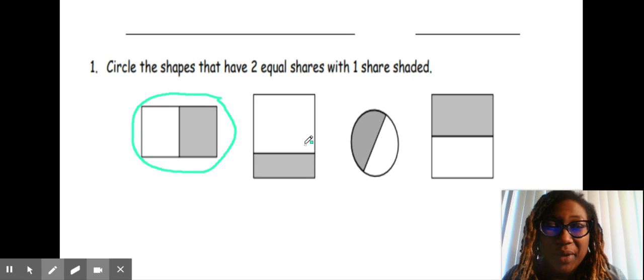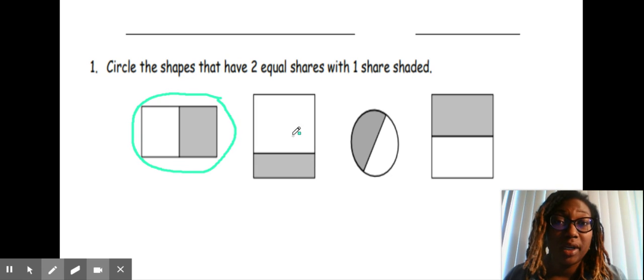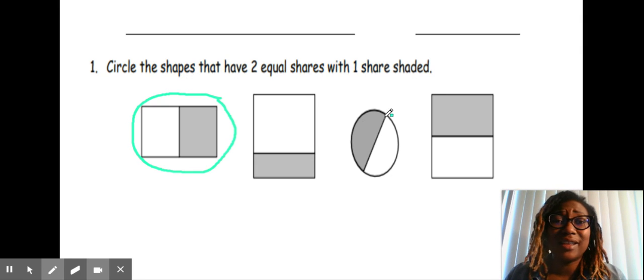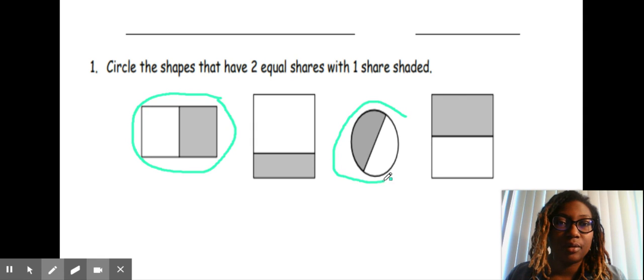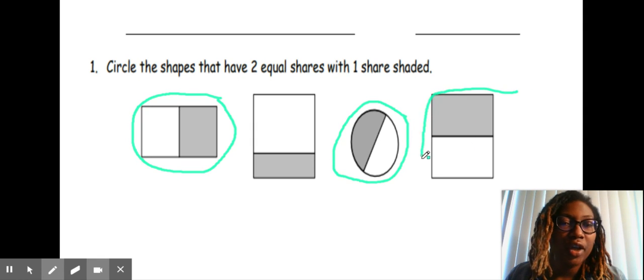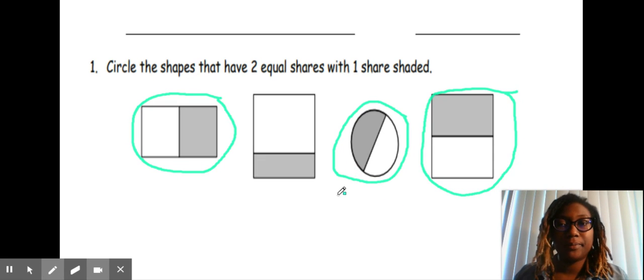I'm looking at this one. So I'm thinking if I had 2 people, and let's say this was a piece of cake, right? If I got this piece, I would probably not be that happy, right? Because it's not an equal share. This piece is smaller than that piece. So not that one, right? This one looks like it's split into equal shares. And this one as well. So there's only one that doesn't have 2 equal shares with one shaded.